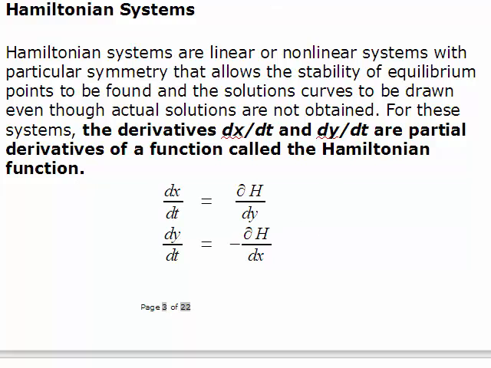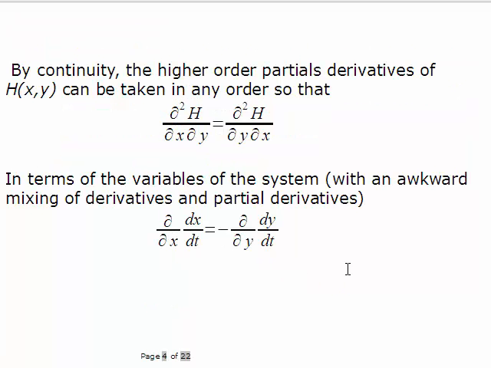The Hamiltonian system can be written so that the x derivative with respect to time is equal to the Hamiltonian with respect to y, and the y derivative is equal to the negative of the Hamiltonian with respect to x. And I said that the Hamiltonian was a C1 function, meaning it's continuous and all its first partial derivatives are continuous. So if the partial derivatives are all continuous, they can be taken in any order.